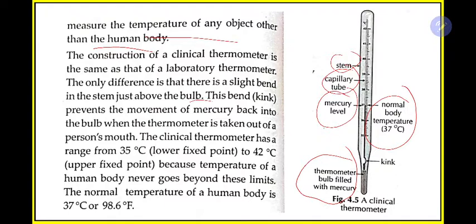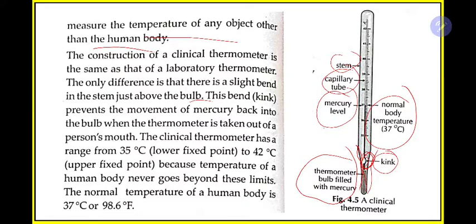Look at this part. It will be slightly bent over the stem. The bend is known as a kink. Look at this part. This is not normal. This is a bend, and it is known as a kink. It prevents the movement of mercury back into the bulb when the thermometer is taken out of the person's mouth.